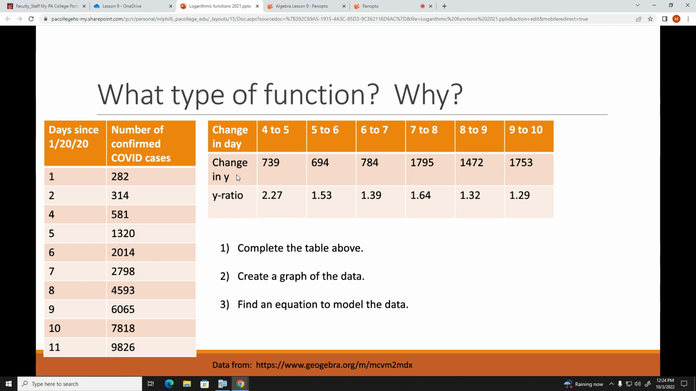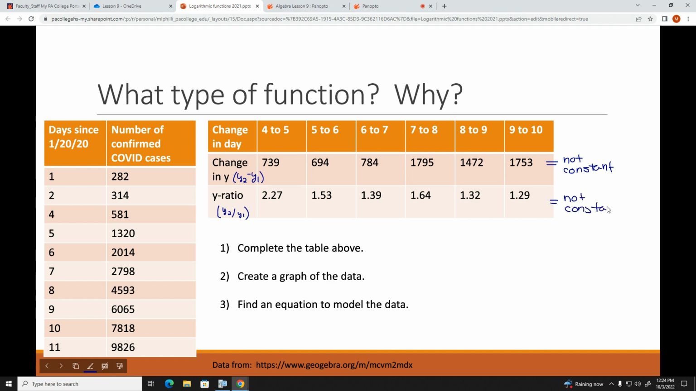We know that change in Y is where you take Y2 minus Y1. And we know that the Y ratio is where you take Y2 and divide it by Y1. I went through and calculated those and put them all in. What I observe from doing the change values is that they are not constant. And what I observe from doing the ratios is that they are also not constant.